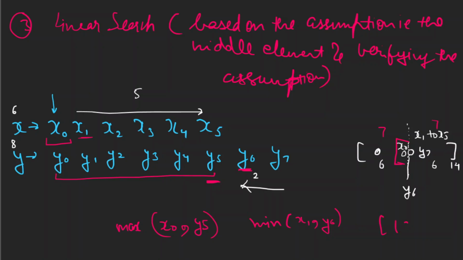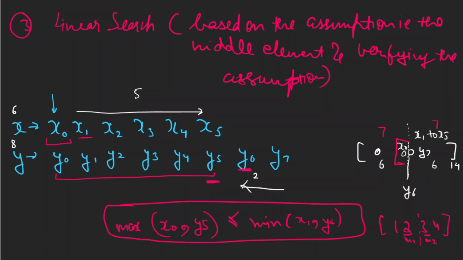Now there's one other condition. Take the array 1 2 3 4. It's pretty obvious that 2 will be less than or equal to 3, which means that if this is m1 and this is m2, m1 has to be less than or equal to m2. If that is not the case, then our assumption was wrong. If this condition is satisfied on each and every assumption, then we have found the middle elements, and now we can easily find our median, only and only if this condition is satisfied.